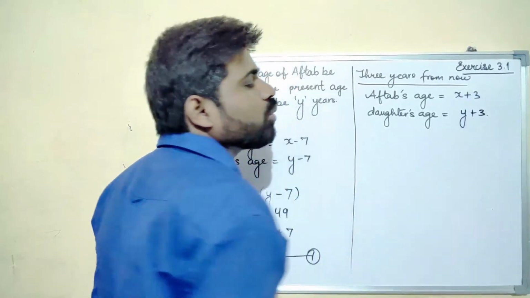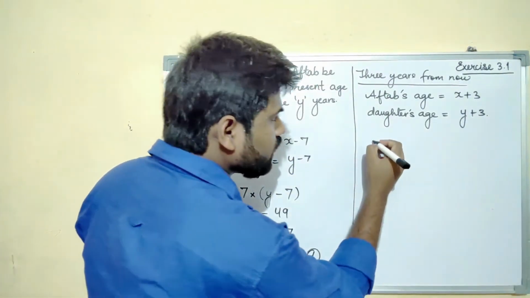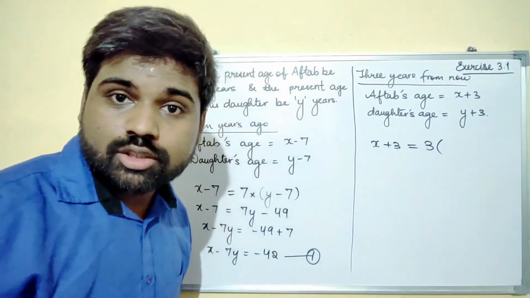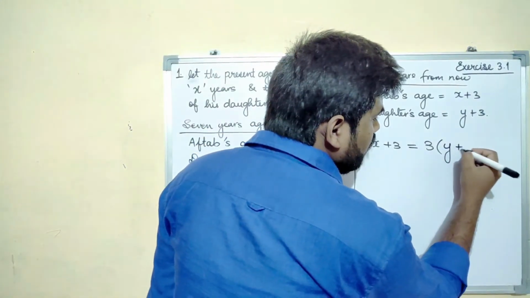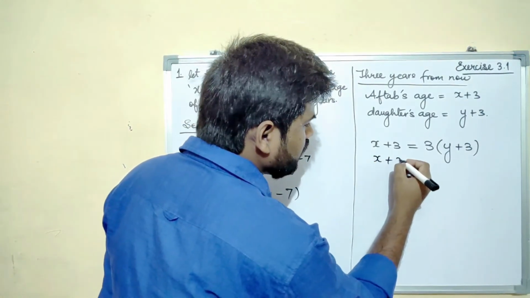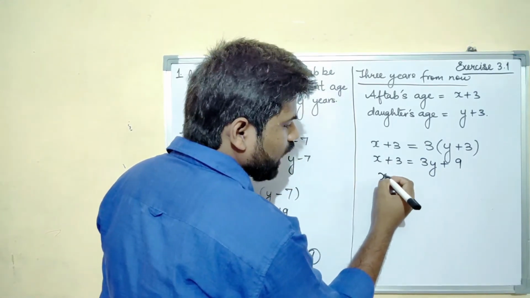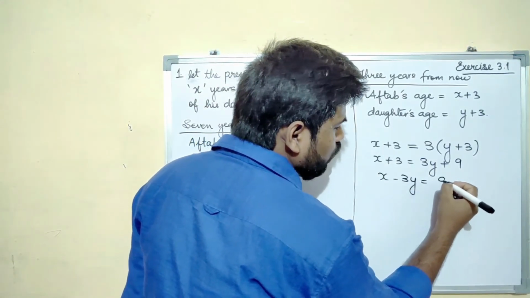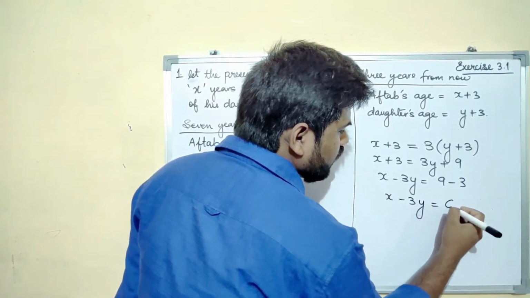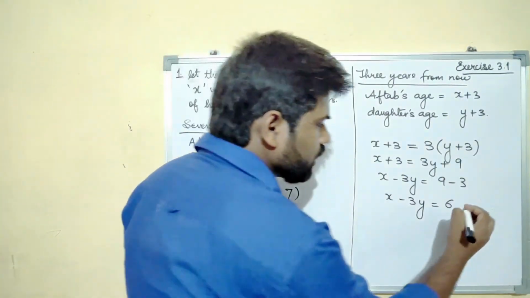Now read the question again. 3 years from now I shall be, that means Aftab is saying that 3 years from now I shall be 3 times as old as you will be. That means 3 times the daughter's age. Now let us simplify it. It will be x plus 3 equals 3y plus 9. Bring this y term here. x minus 3y equals 9 minus 3, or x minus 3y equals 6. Right?